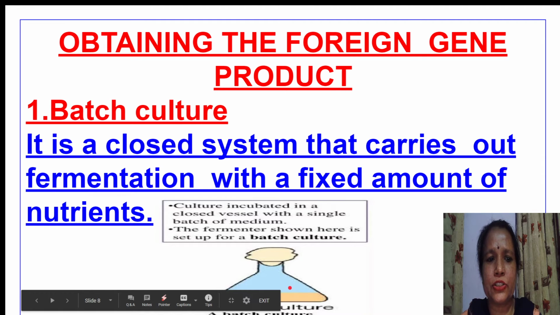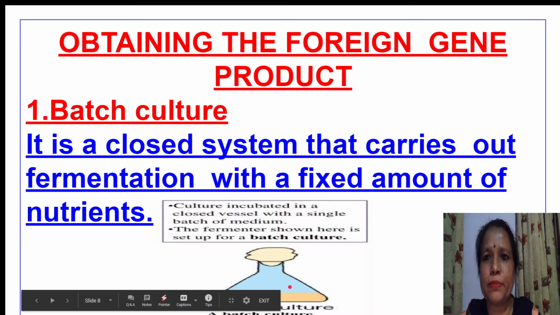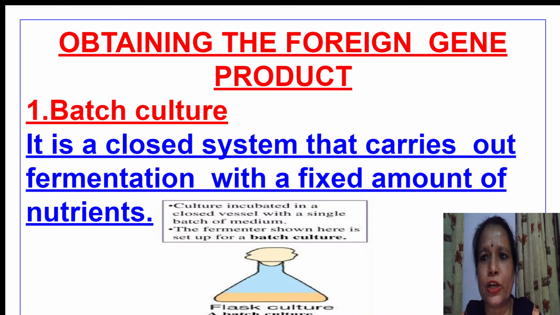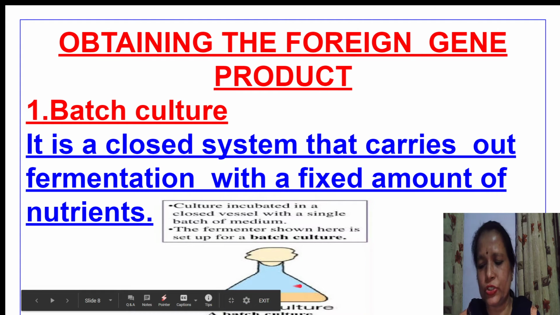So this culture works in the form of small batches. In some cases, if one or more nutrients is added, like glucose, as it is used up or reduced in this container, then it is added to the medium, then it is called fed batch culture.